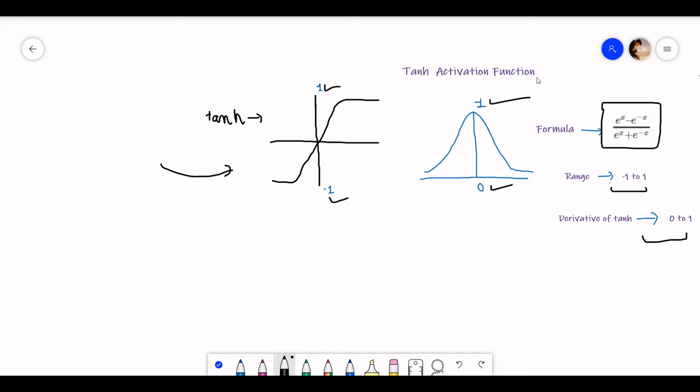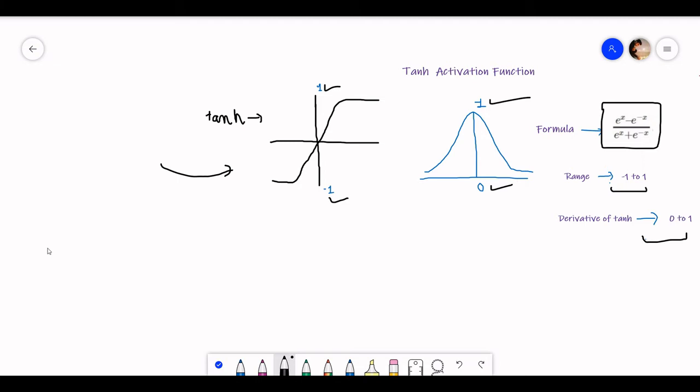Like the sigmoid activation function, it also has the vanishing gradient problem. We already talked about the vanishing gradient problem in the sigmoid activation function. It is nothing but, whenever we have a large neural network, the weight updation becomes difficult in backpropagation. For that, please see my video on the sigmoid activation function.